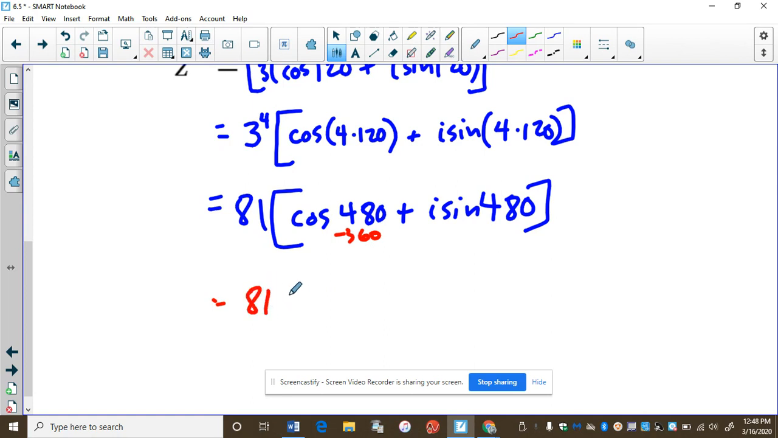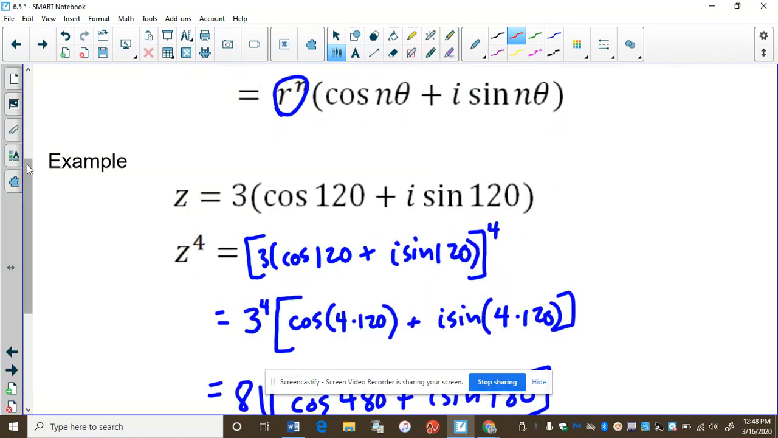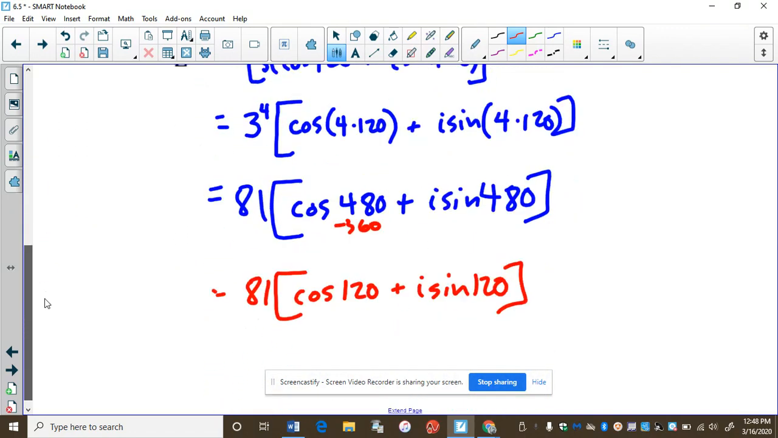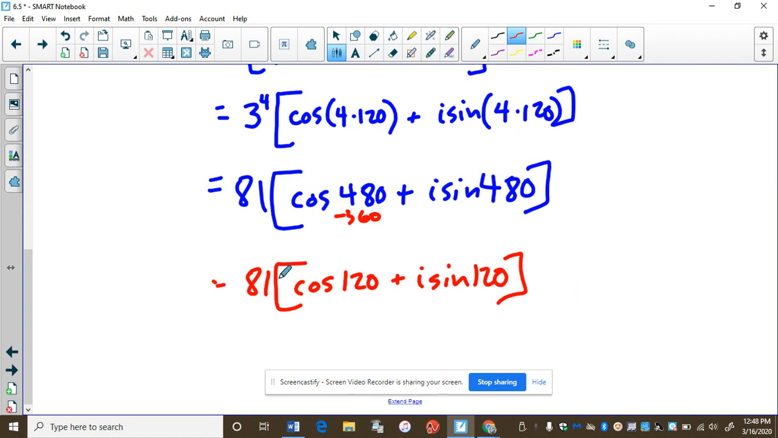So our final answer would be 81, and I'm using a bracket, this could easily be a parenthesis, and that would be fine, times the cosine of 120 plus i times the sine of 120. This would be the polar form of that number. And because this problem starts in polar form, we probably want to end our answer in polar form.